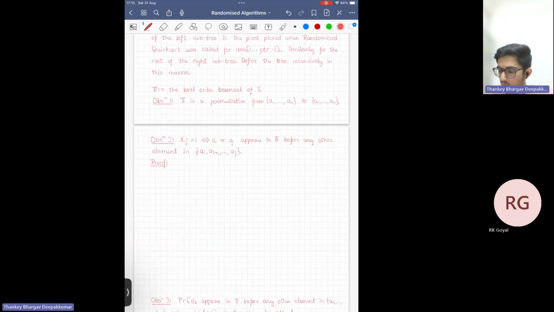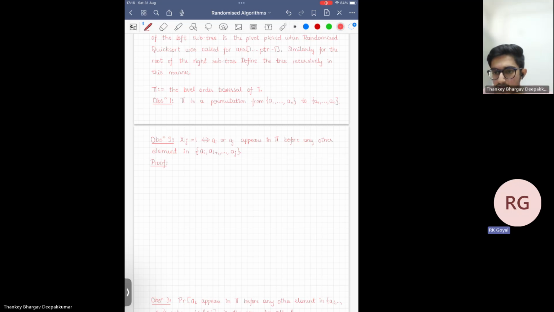So I was saying that suppose that we are at a point in the recursion where we haven't picked any element from AI to AJ as a pivot yet. Then can AI to AJ appear in different subtrees or would they appear in the same subtree? If we have not picked any element in this set as a pivot element, then they would belong to one subtree completely.